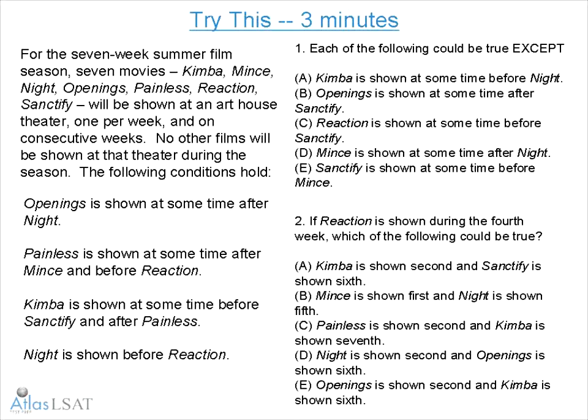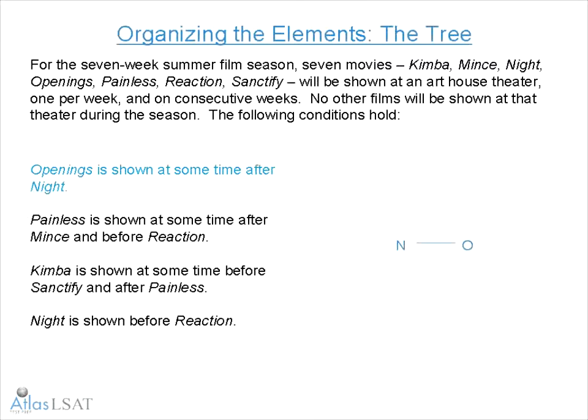Okay, so those of you at home have had time to pause the recording. Those of you in the room, you've already tried this game. Let's talk about how to diagram this game to overcome the challenges we discussed on the previous slide. This is what we call a relative ordering game. We're asked to put the elements in order, and all of the constraints, as Julian mentioned, are relative constraints. None of these say things like openings is shown fourth, painless is shown third. They don't give us any fixed positions. This is a relative ordering game.